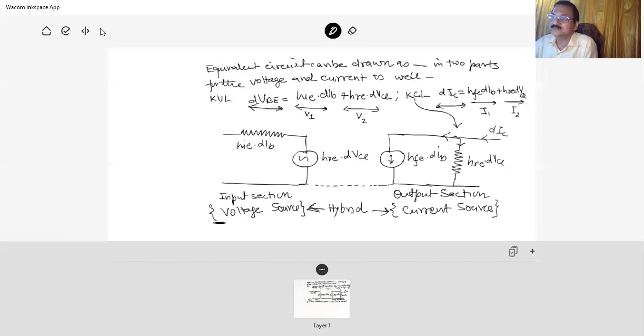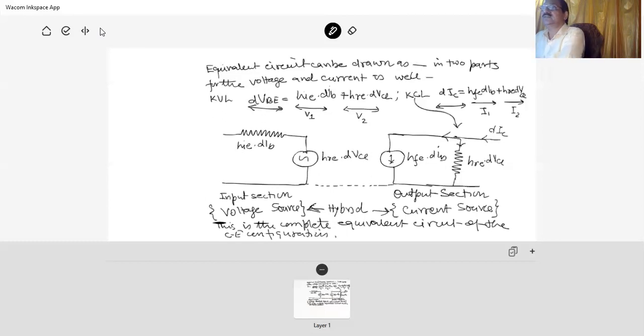This is the complete equivalent circuit of the transistor in CE configuration. So this is all about today's lecture, that is hybrid parameters and the equivalent circuit of the transistor. This is all about today's lecture. Thank you.